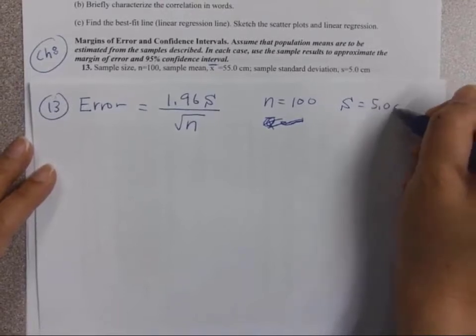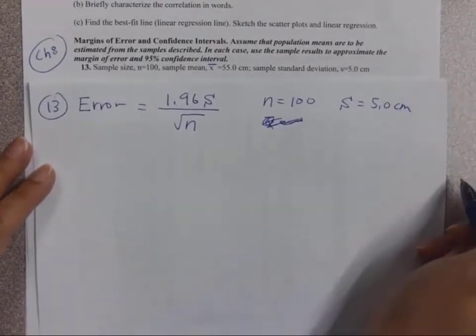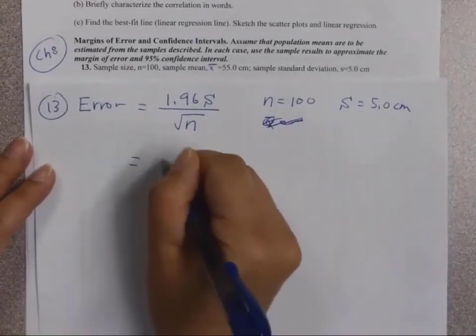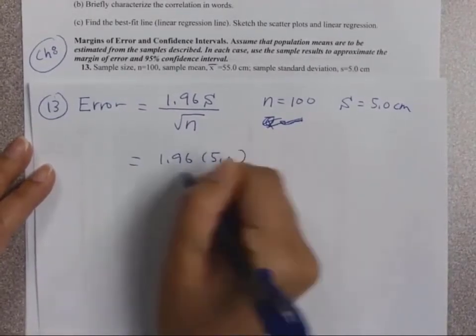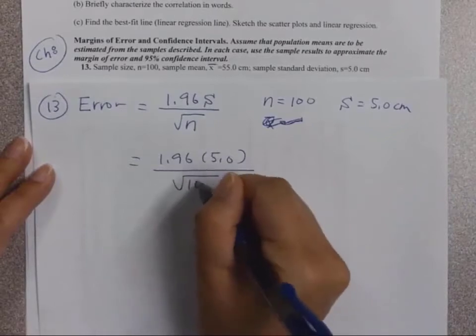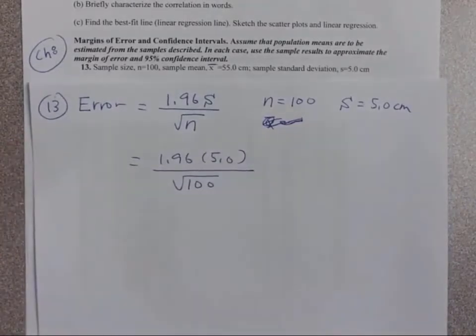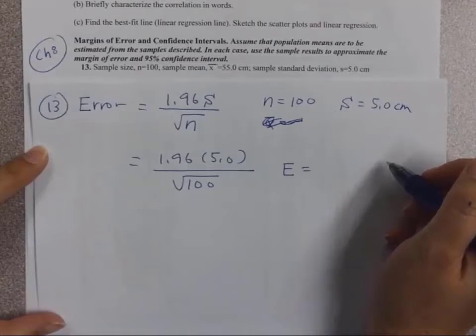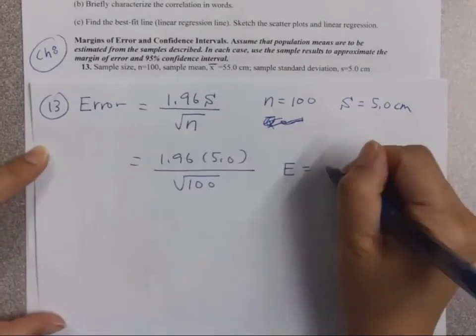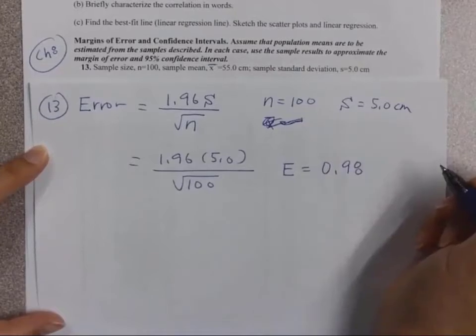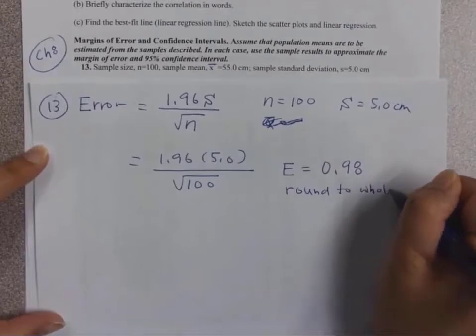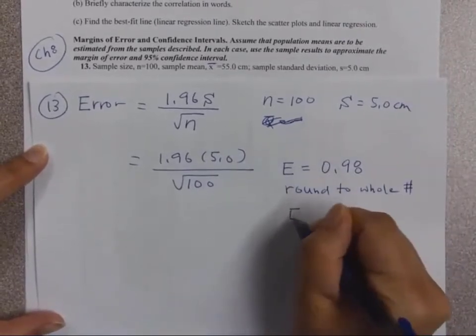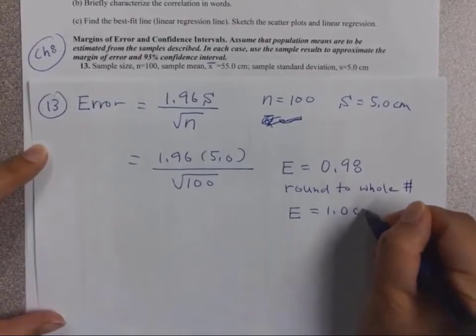5.0 cm. And just plug it in, right? That's all we need. So 1.96, my standard deviation is 5.0 divided by square root of 100 with my sample size, right? 0.98. So for this particular one, I think they round it to a whole number. We will tell you on the exam, okay? So they say the error is 1.0 centimeter.